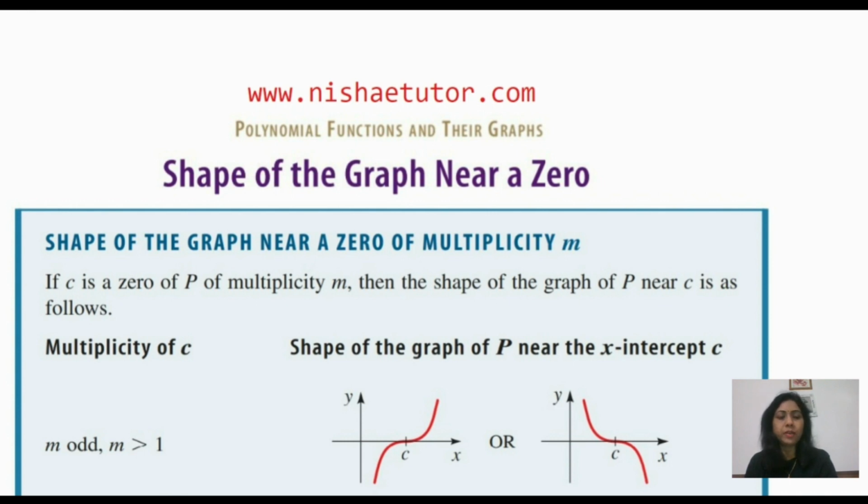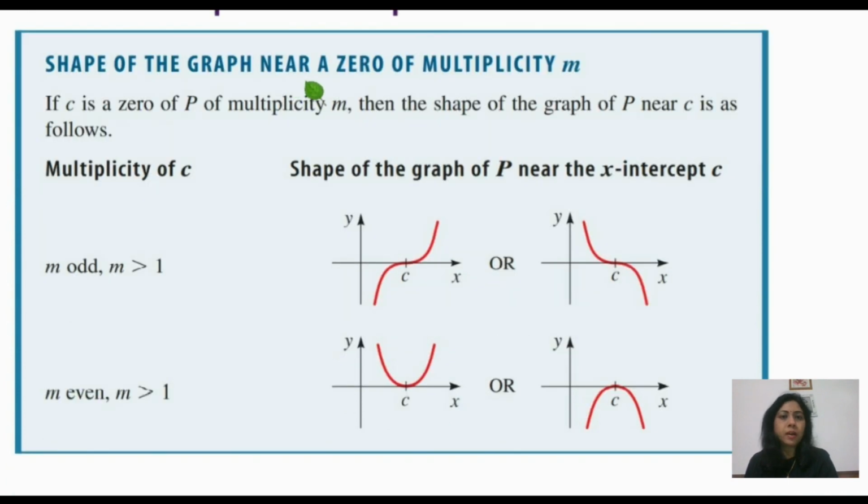In this series we are doing polynomial functions and their graphs, and today we will discuss the shape of the graph near a zero. Shape of the graph near a zero of multiplicity m. If C is a zero of P of multiplicity m, then the shape of the graph of P near C is as follows. If the power m is odd, and m is greater than 1, the shape of the graph of P near the x-intercept C is like this.